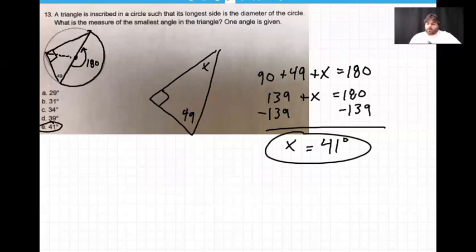Okay? Now I know it's the smallest because we've got a 90 and a 49 and a 41, so I just picked the smallest one, which is 41.